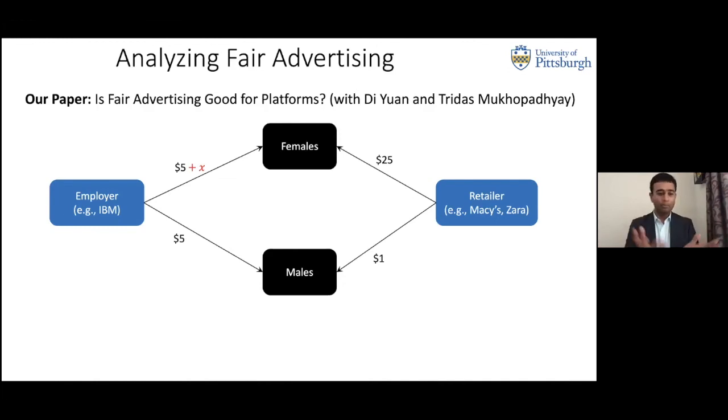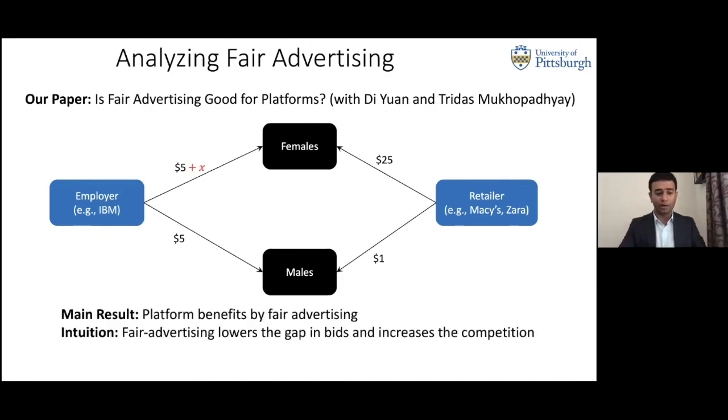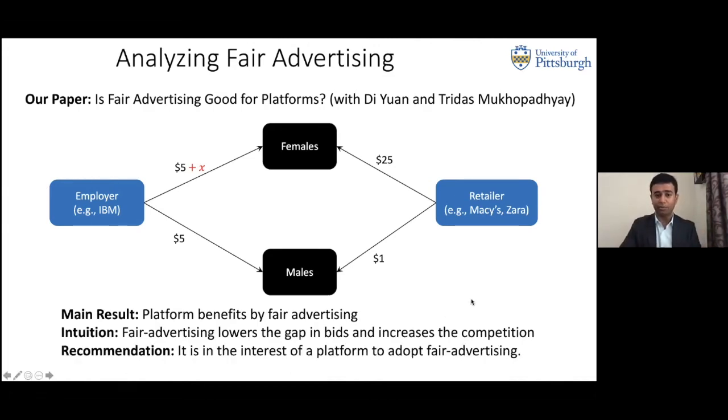And who makes that extra money? The platform is the one who makes that extra money, because the platform is the one who is selling these impressions, like Facebook and all. So overall, the main result of this paper is that the platform can actually be better off with this kind of an equal exposure fairness notion. It not only makes the female more informed about these employment opportunities, it also makes the platform better off. So it is actually in the interest of the platform to make this advertising fair. That is the main message of our paper.